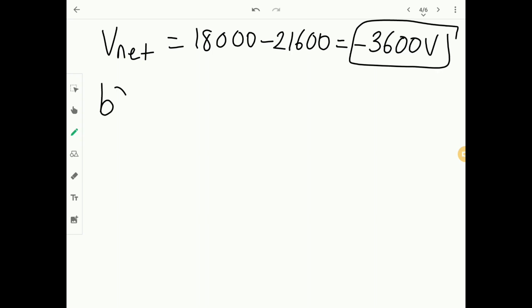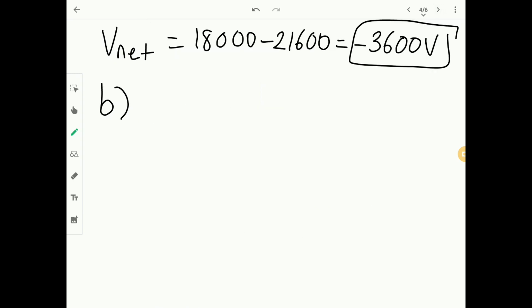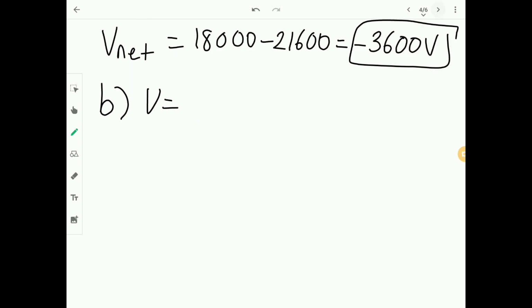Let's go part B now. What is the work required to bring a minus 3 microcoulomb point charge from infinity to the point P? Now we should remember the formula. What is the question? Work required or potential energy. It is K Q1 Q2 over R. One thing we should know, if R is infinity, isn't U 0? So U infinity is 0.